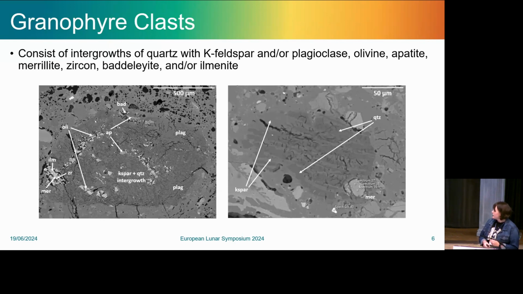Now, in the sample, we kind of get two different types of granophyre clasts. On the left, the granophyre clast is a bit more mineralogically diverse. In addition to these intergrowths, we also get minerals like olivine and ilmenite, as well as calcium phosphates and zirconium-rich phases. Meanwhile, the different granophyre clast on the right is a bit simpler, so it's just the intergrowths with a single merrillite grain. They are quite tiny. The scale bar in the top right is 500 microns on the left and only 50 on the right. So there is a bit of a scale difference there between them.